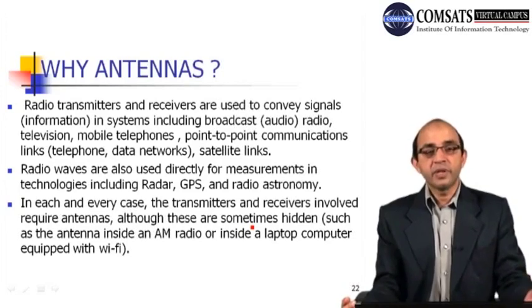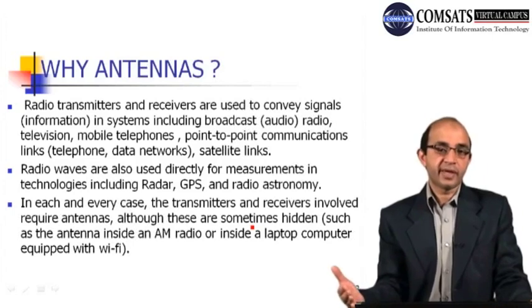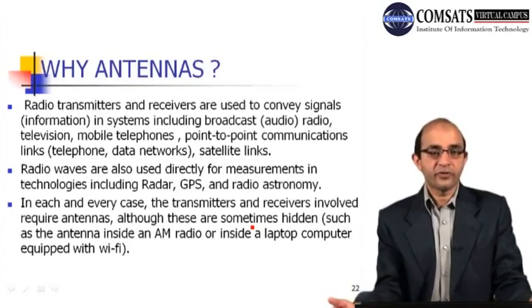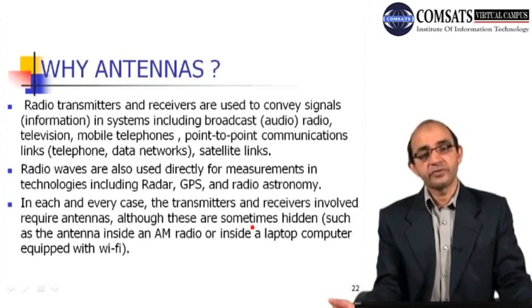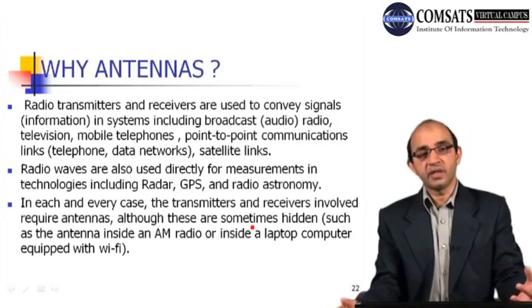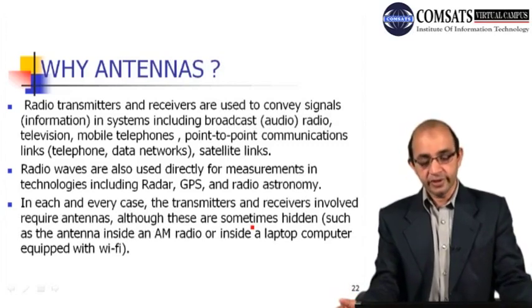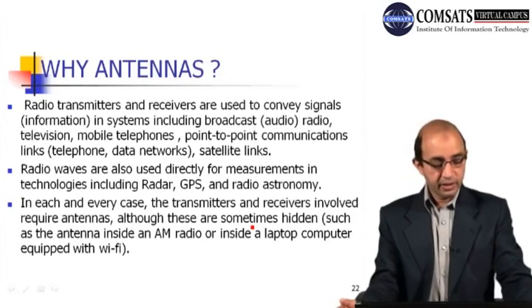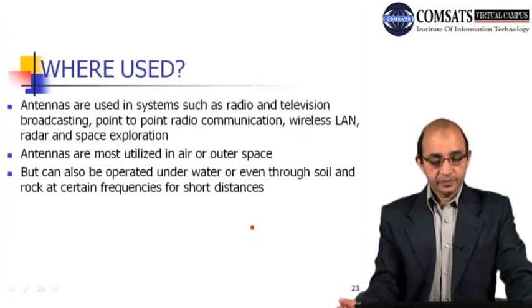Though in some cases we cannot see them, for example, when we talk about our cellular phone, we cannot see the antenna nowadays. A decade ago, cellular phones had visible antennas, because that technology was not mature enough. Now you can see the size is reducing and the antennas are hidden. Another example is a laptop with Wi-Fi access: I cannot see the antenna, so it's again hidden. Another example is AM radio. Again, the antenna is hidden.